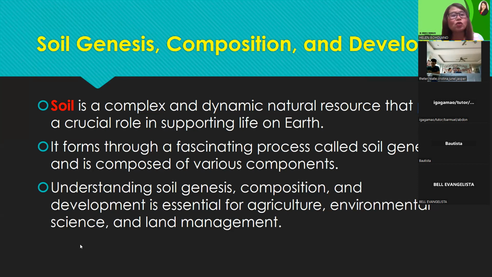So the first focus in soil is soil genesis, composition, and development.